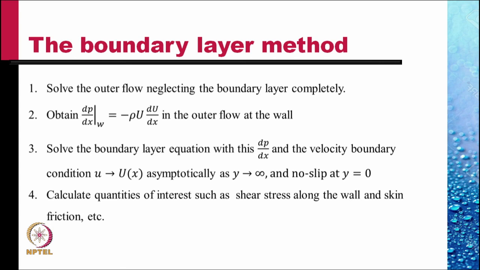Now we solve the boundary layer with the condition that u tends to capital U(x), the inviscid velocity, the potential flow velocity, asymptotically as y within the boundary layer tends to infinity. And the other boundary condition is that there is no slip at the wall, y equal to 0. Once we can solve for this, we can calculate the quantities of interest such as shear stress along the wall and skin friction, etc.